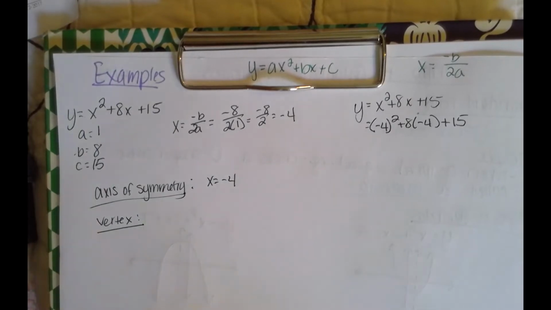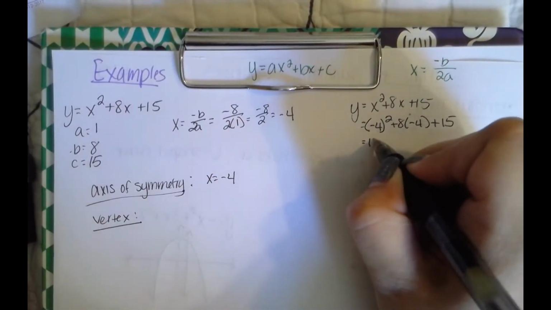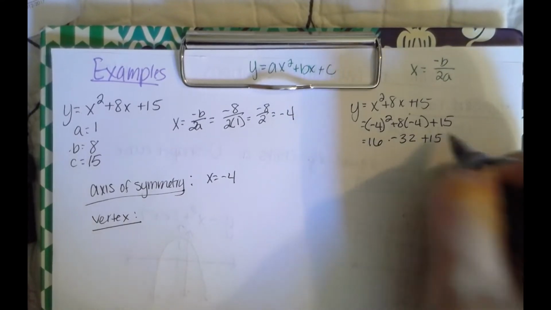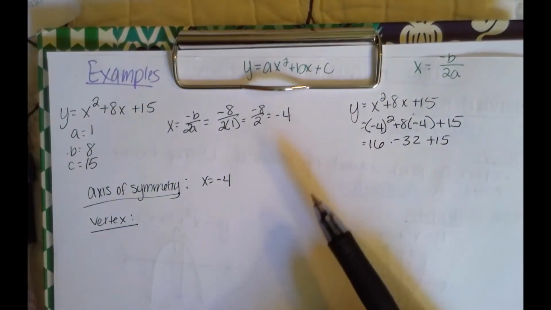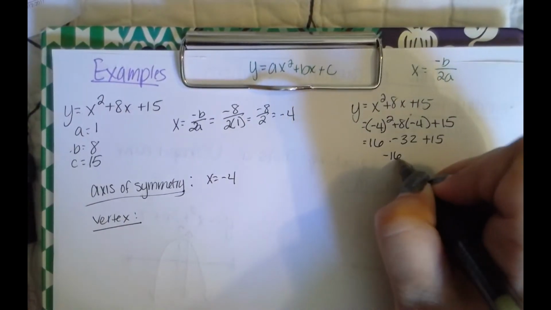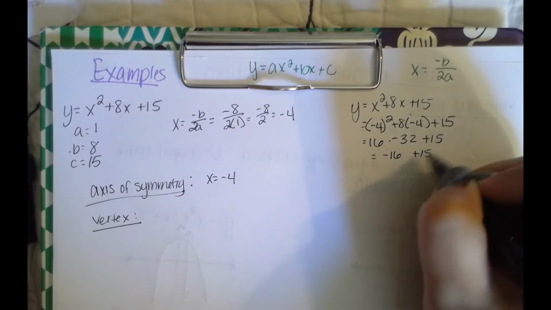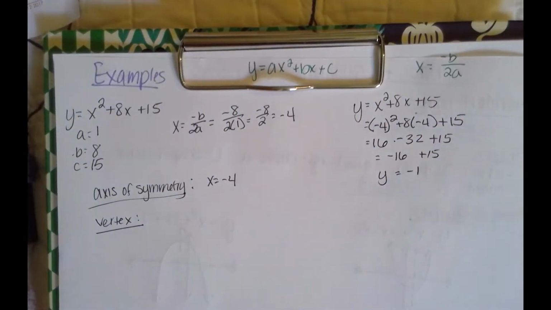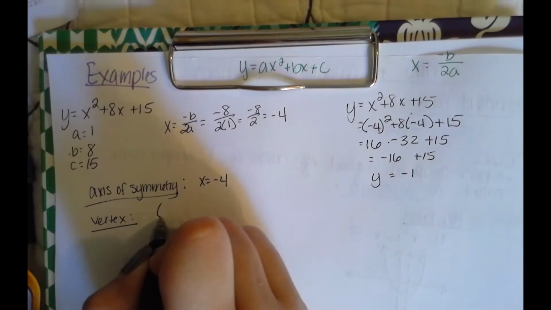Okay, so then this would give you 16 minus 32 plus 15. And then you have to do addition and subtraction from left to right. So you would do 16 minus 32 first to get negative 16 plus 15. So negative 1, and we were looking for y this whole time. So then your vertex is at the point negative 4, negative 1.